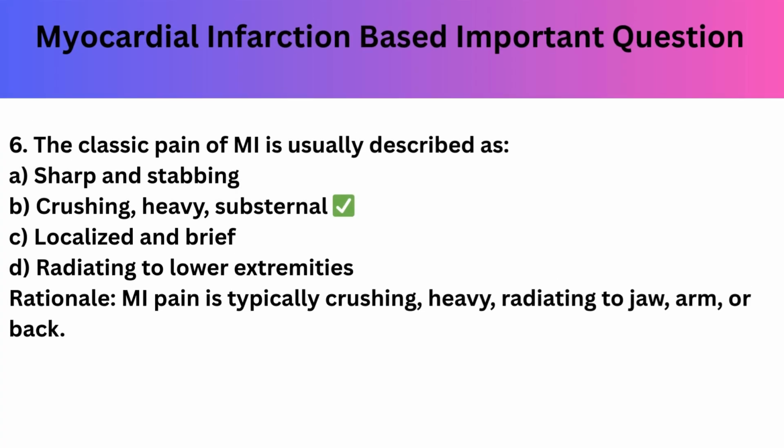Question number 6. The classic pain of myocardial infarction is usually described as: option A, sharp and stabbing; option B, crushing heavy substernal; option C, localized and brief; option D, radiating to lower extremities. Rationale: correct answer is B, crushing heavy substernal. Myocardial infarction pain is typically crushing, heavy, radiating to the jaw, arm, neck, or back.